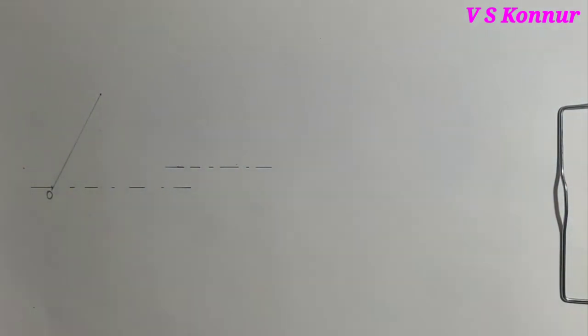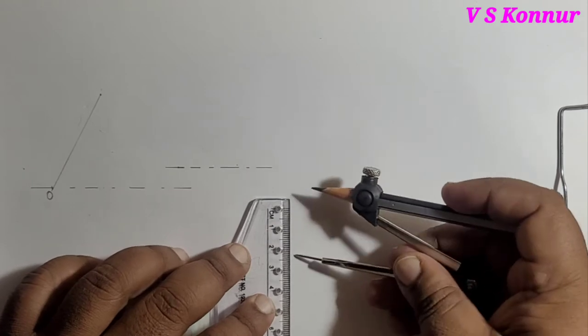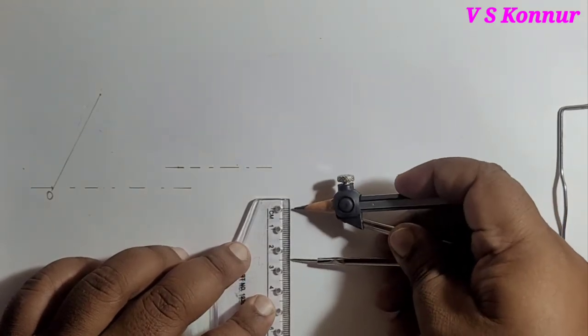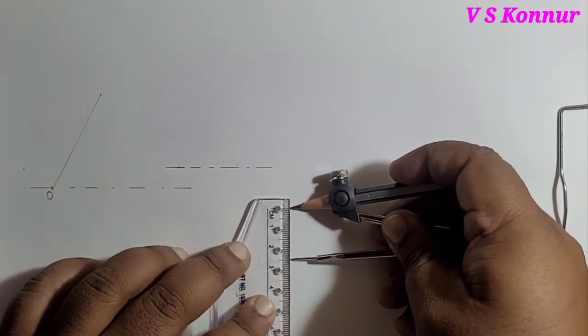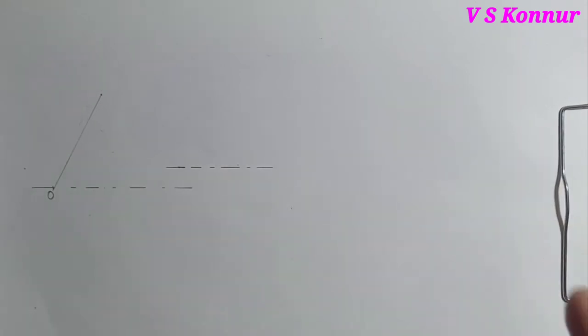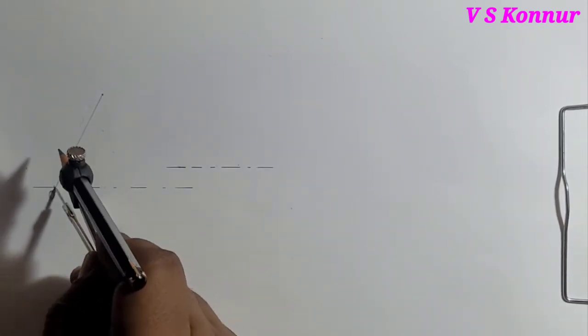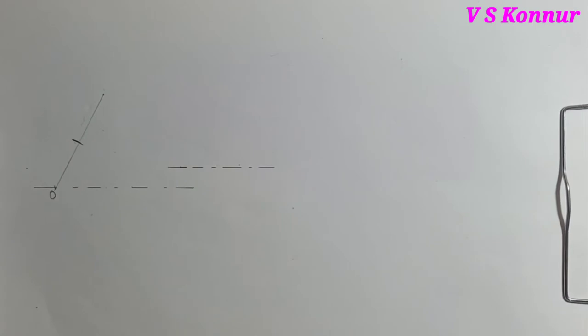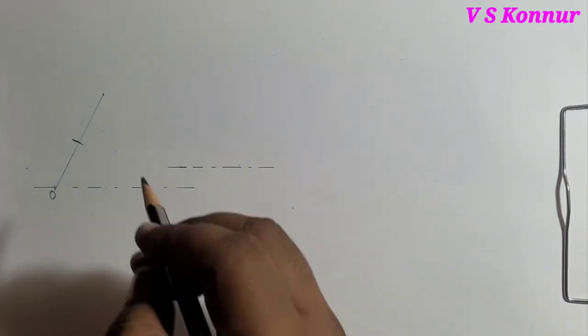If we divide it by scale 1:5, the distance you will get is 25 millimeter. So take the scale, or you can divide it by divider. Take 25 millimeter. Keep at O point, then divide it. You will get A point.